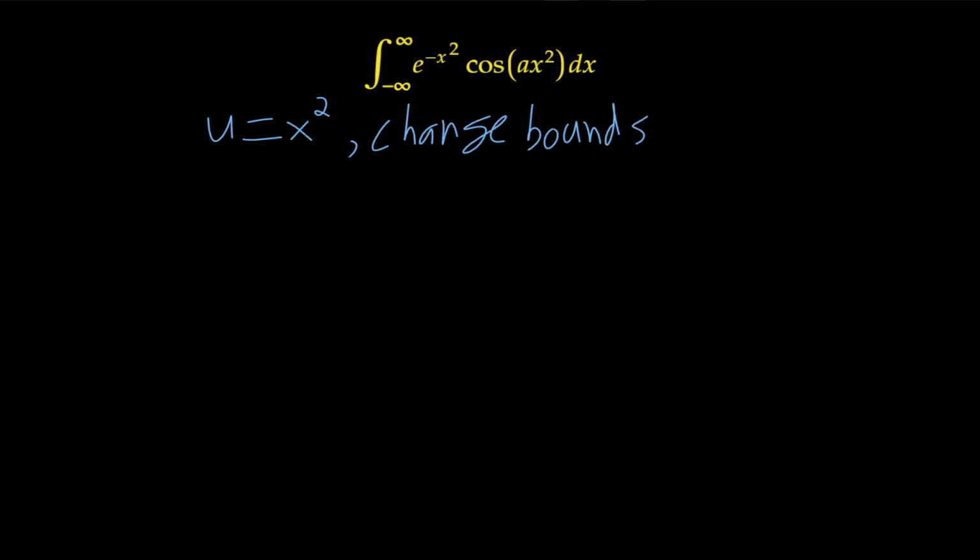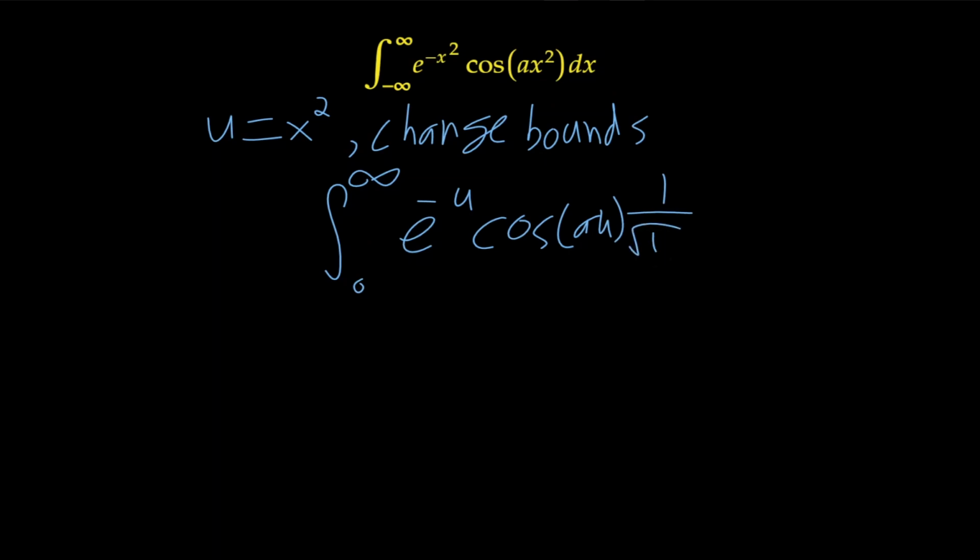And then apply our u sub, which means that we're going to have our integral from 0 to infinity still. That part's not going to change. But what will change is this e term, this e to the minus u, and then times this cosine of a u. And then 1 over the square root of u, where the extra factor of 2 is canceled out by the fact that this integral is indeed symmetric. So that right there is equivalent to our original integral.